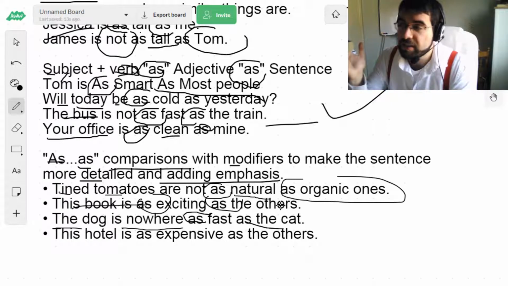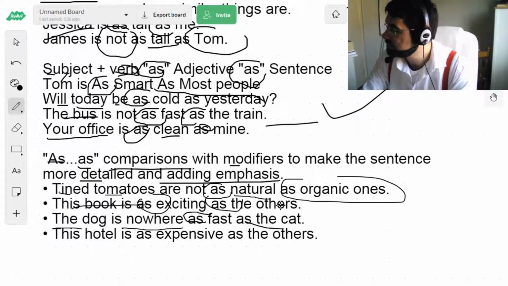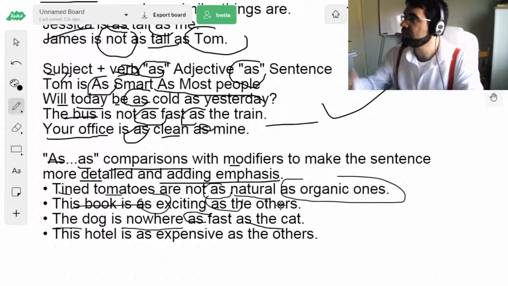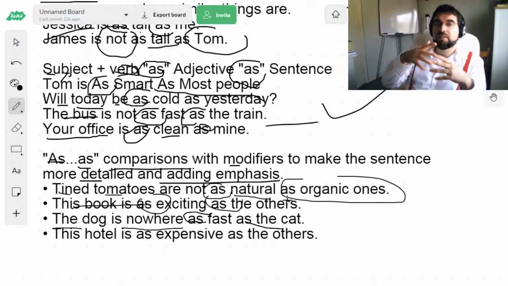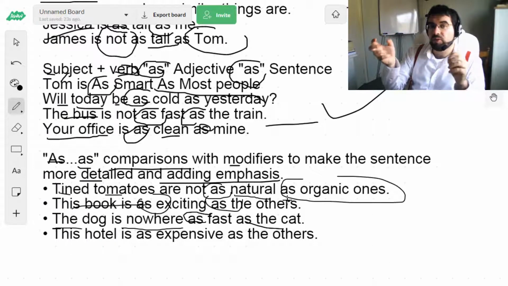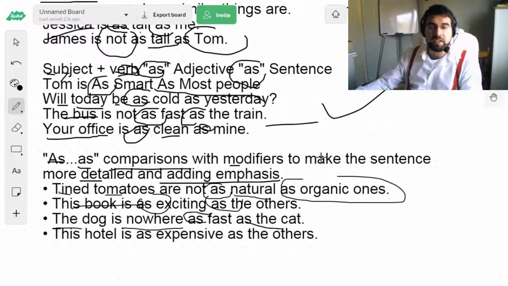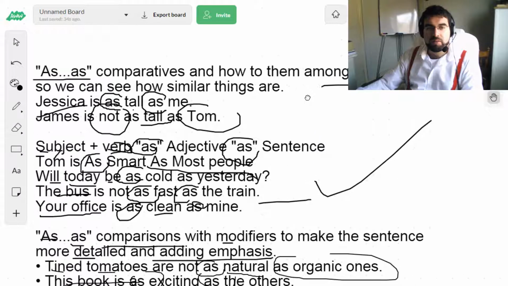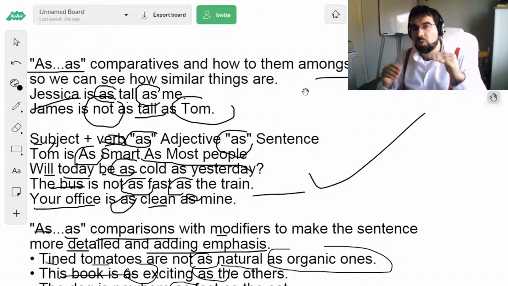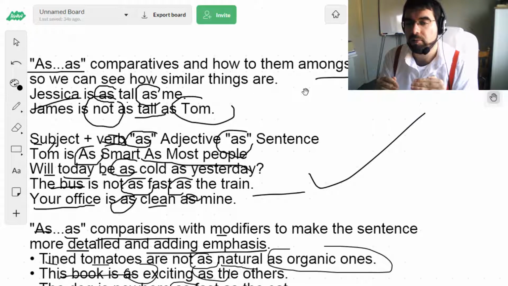This hotel is as expensive as the others. Nice and expensive. So we use "as" in sentences to compare things, to contrast how different they are, what they're all about. Not necessarily is one better than the other, but we're comparing them.